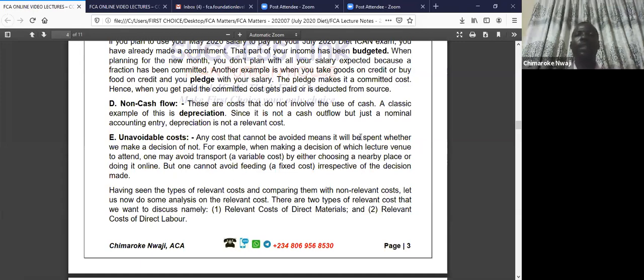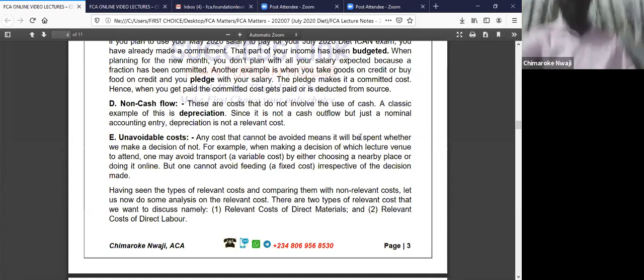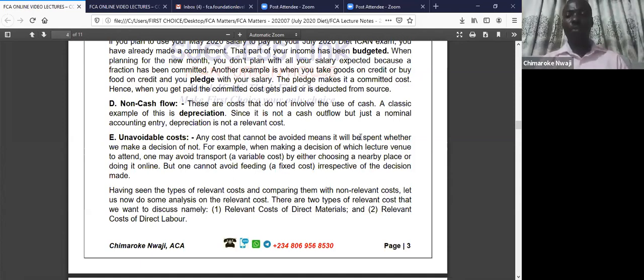Now we've seen five types of relevant costs and five types of non-relevant costs. So in your exam, all you need to do is to look at the costs critically. When you look at the costs critically, you have to say these costs are relevant, these are not relevant. So you start marking them off as relevant or not relevant. That's how you will deal with a question that has to do with relevant costing.